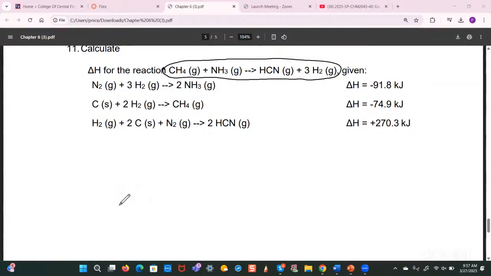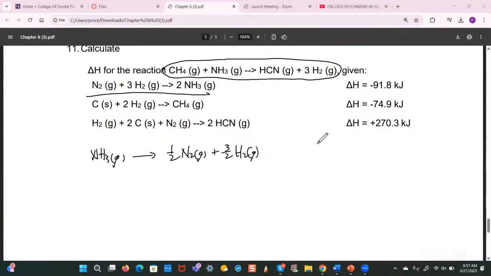Okay, so let me hear what you have to say about doing this problem. Let's start off with this equation here. What would you do to this equation, based on the first equation? Switch your equation and multiply by half, or divide by 2. Okay, so basically you're going to switch and divide by 2, so the equation becomes NH3 gas to form half N2 gas plus 3/2 H2 gas.